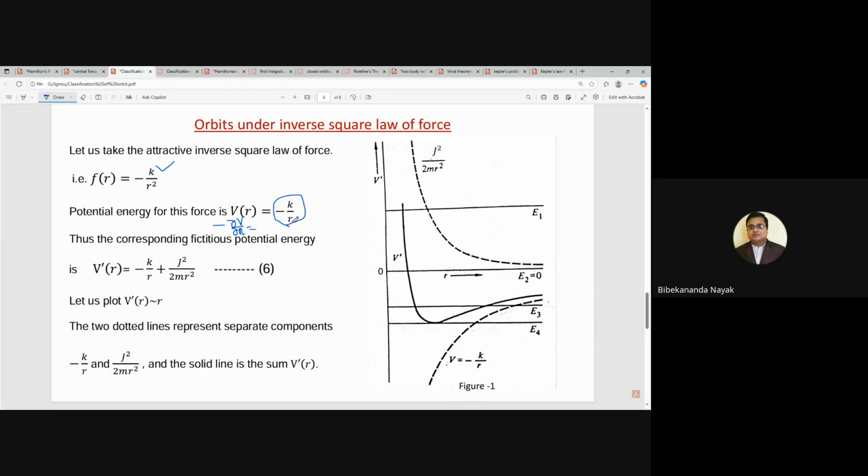Minus minus plus, for constant k, the derivative of 1 by r is minus 1 by r square. Isn't that it? So force is minus k by r square when potential is minus k by r. So if my potential is minus k by r, then the fictitious potential becomes like this. Now I plot, let's say, k by r, the 1 by r plot, it looks like this one. The second term, j square by 1 by r square, if you plot, looks like this. If you add these two, the plot will be like this.